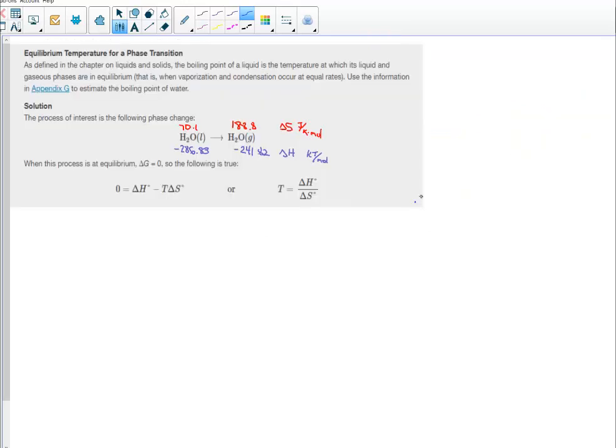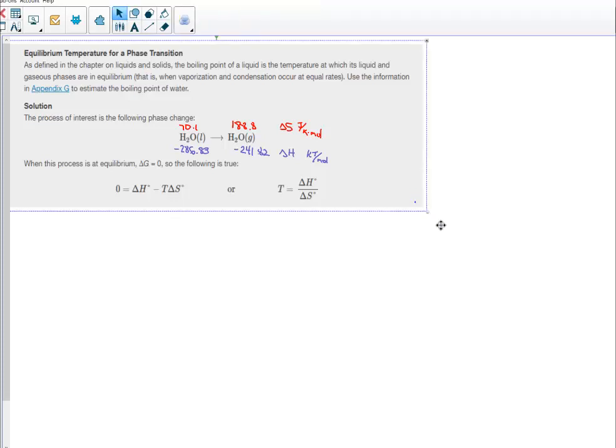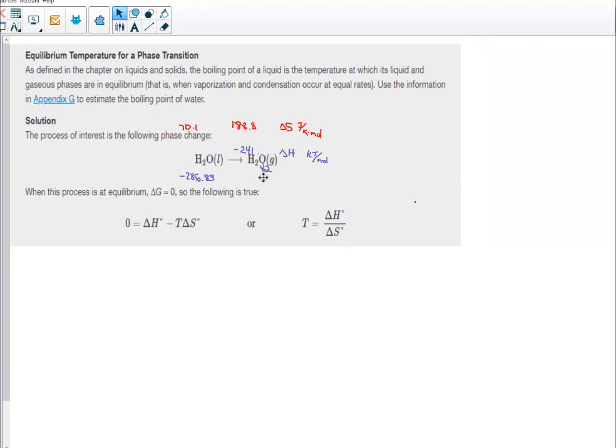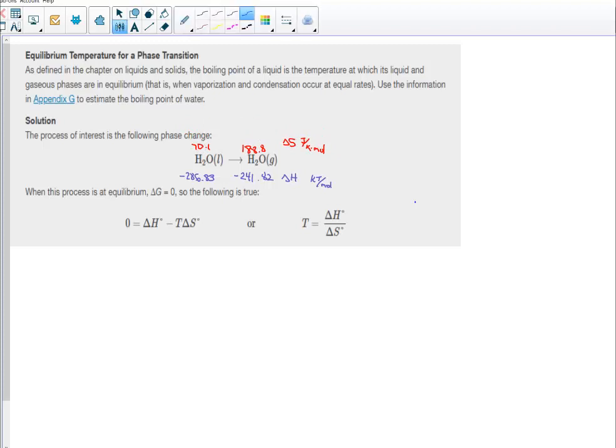And here we have an idea. Let me make this a little bigger. And now I have to pull these down. These are the delta H values. I should have had this just a little bit bigger. There we go.